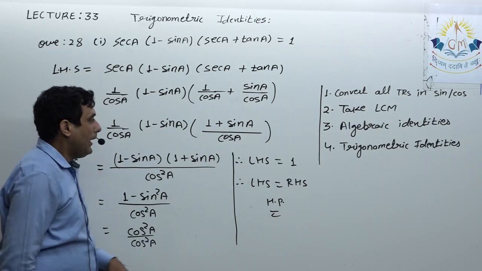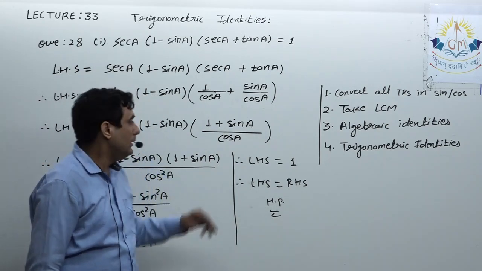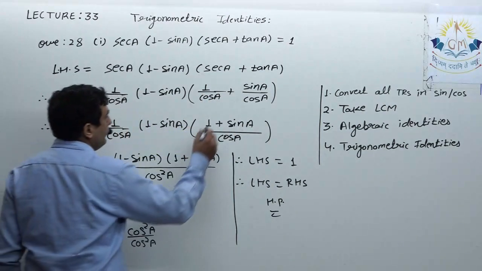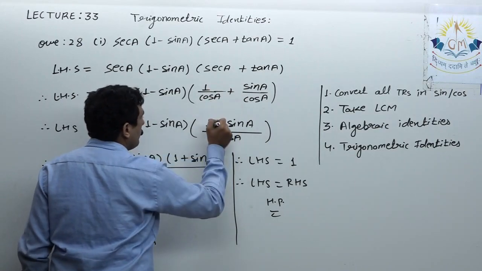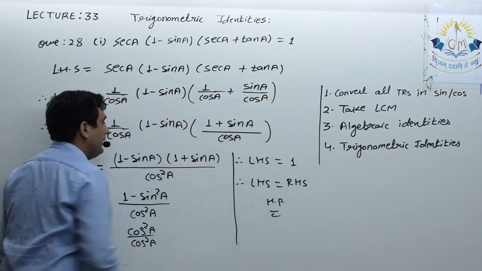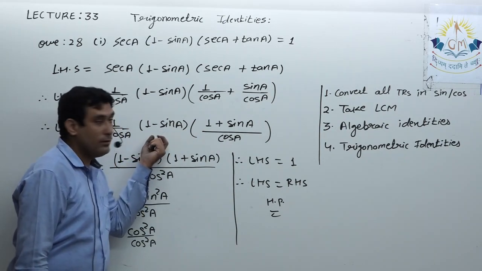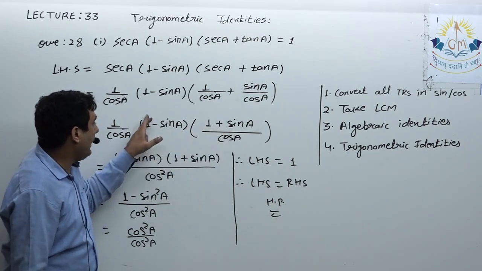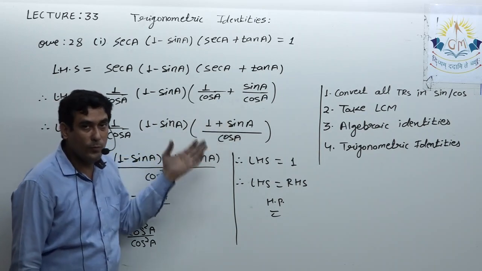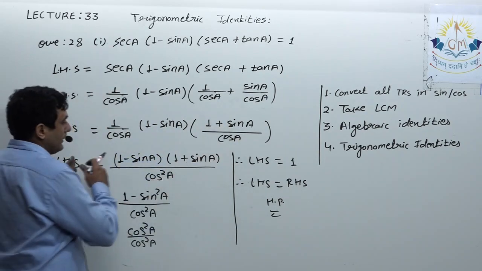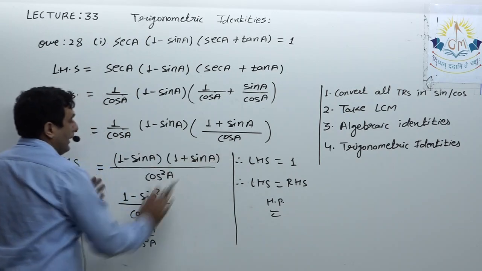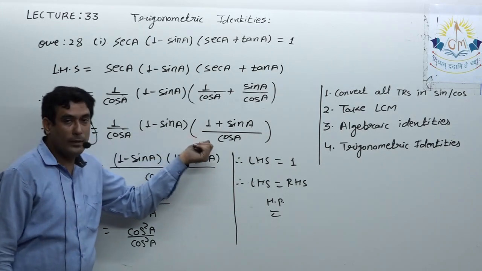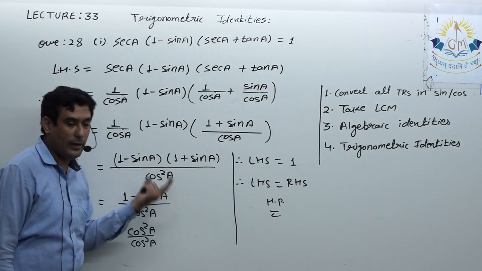LCM is cos A. I hope you know how to find the LCM. If the denominators are the same, the denominator itself will be considered as the LCM, and the numerator I write directly. Here it was 1, so 1. Here it was sin A, so I wrote sin A. 1 plus sin A. Now over here, one of the algebraic identities applies: 1 minus sin A, 1 plus sin A, that is A minus B, A plus B. So before applying that identity, I wrote that term in exactly that form, A minus B, A plus B, and in the numerator cos A multiplied by cos A, so I wrote cos square A.